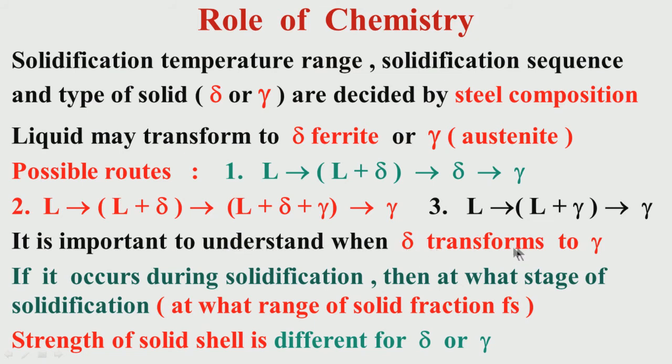So, again I am repeating, it is important to understand when delta transforms to gamma, as I was telling you, looking at the different figures. If it occurs during solidification, then at what stage of solidification, as I was giving examples of solid fraction, at what solid fraction, during the early stage of solidification, later part, or still lower temperature, then after solidification is complete, when does it take place? And I have mentioned why all these are important, because delta and gamma strength of solid shell is different. So, whatever solid shell is forming, it has a different strength depending on whether we have delta or gamma.